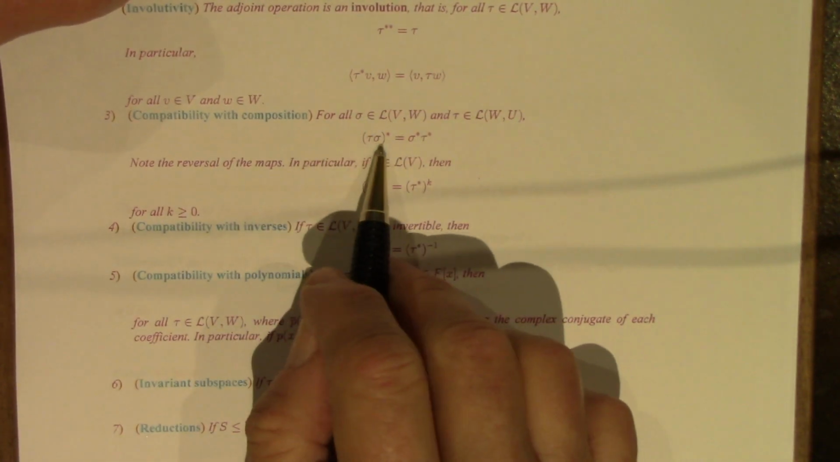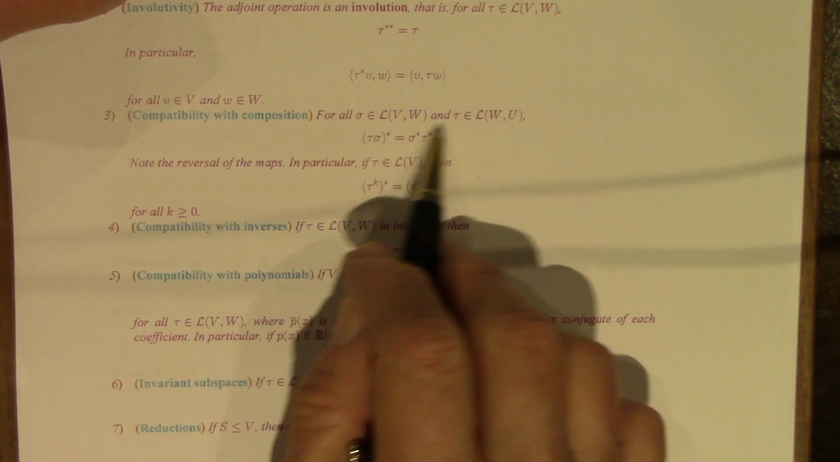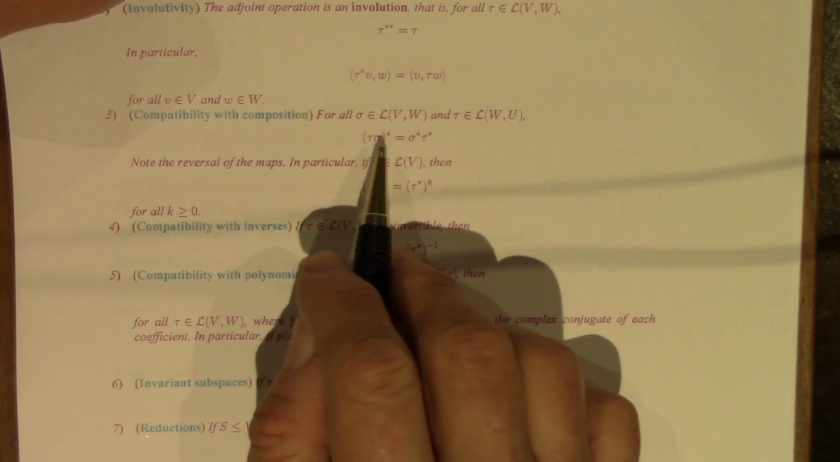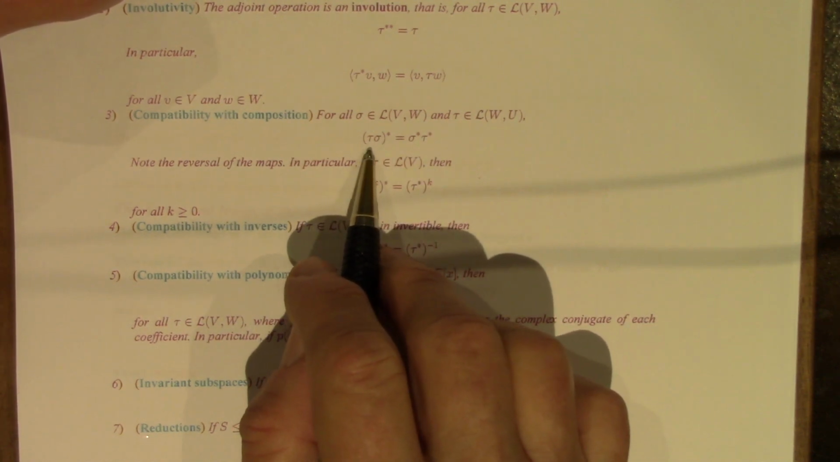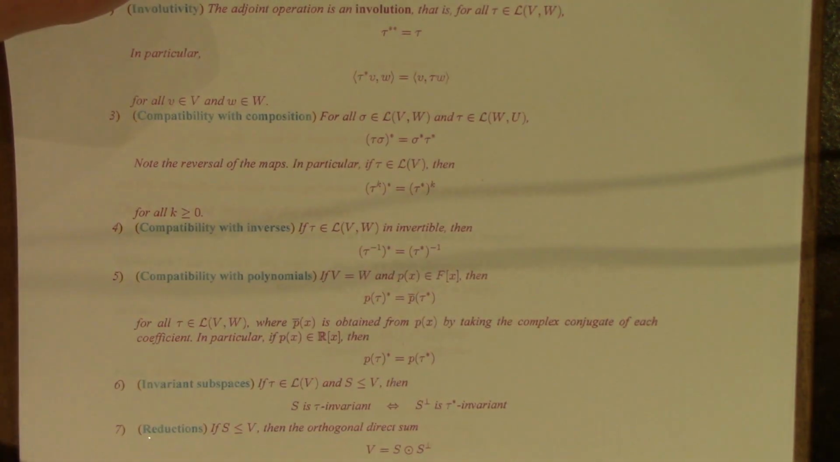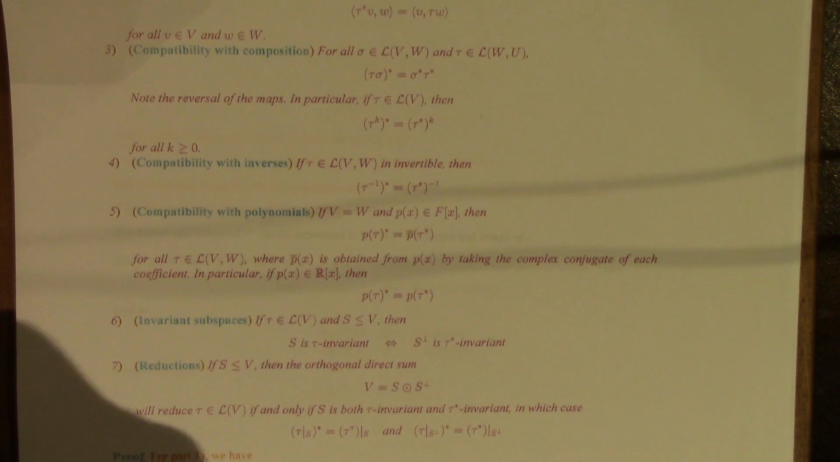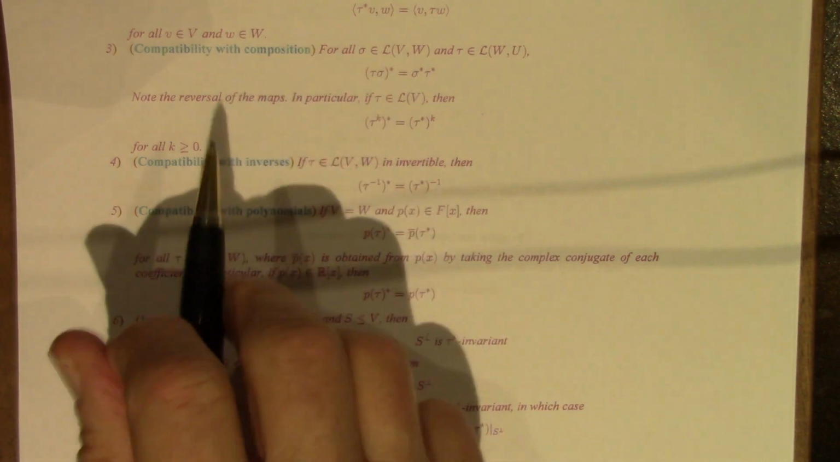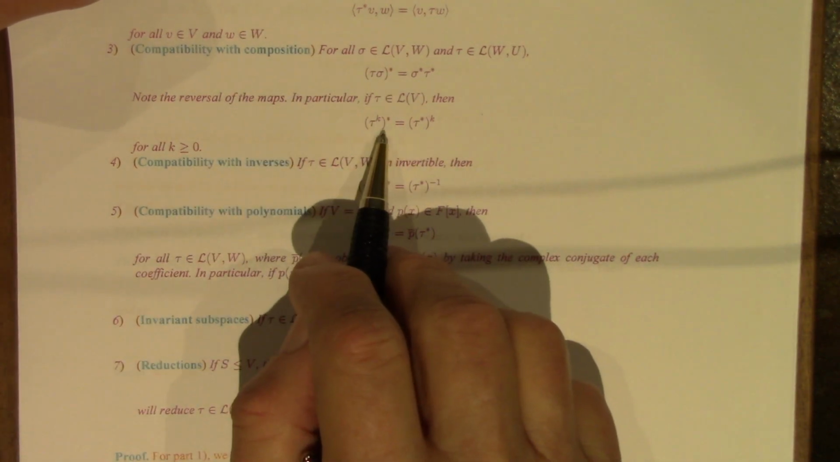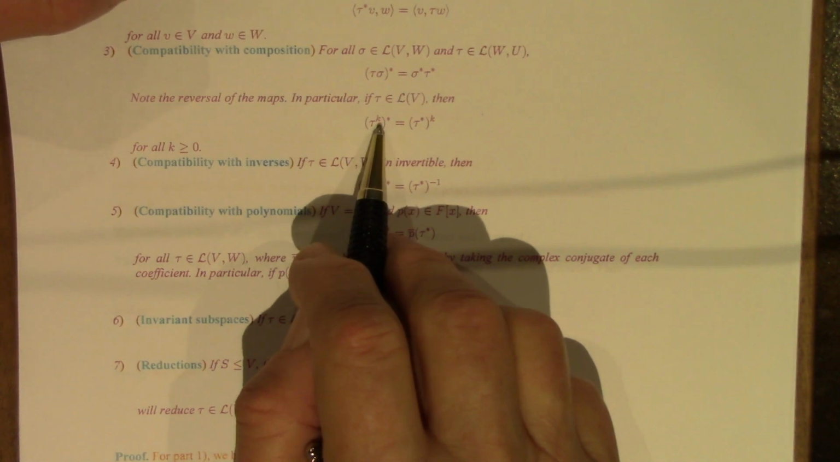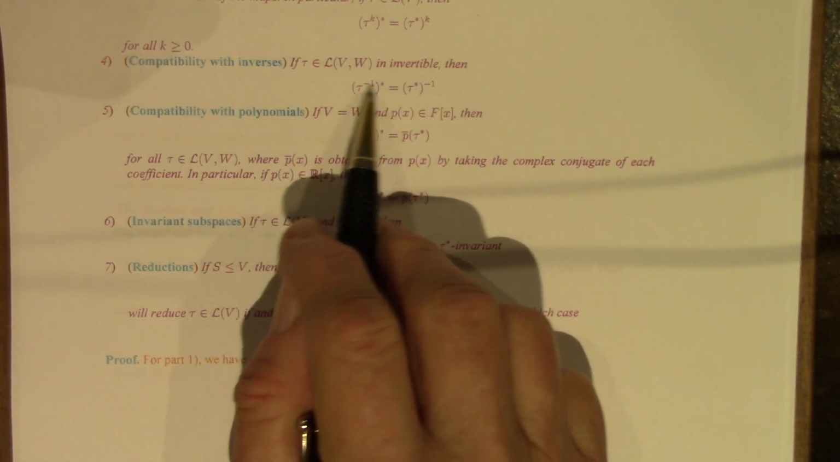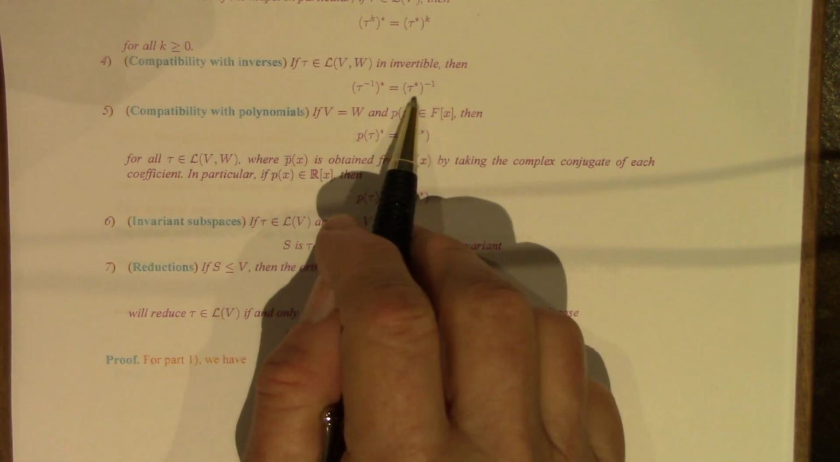Compatibility with composition: if tau and sigma are linear maps of the appropriate types, so you can take the composition, then the adjoint of tau sigma is sigma star tau star. Works the same way as it does for inverses. You reverse the two transformations. And in particular, the adjoint of tau to the kth power is the kth power of tau star. If tau is invertible, then the adjoint of its inverse is the inverse of the adjoint.